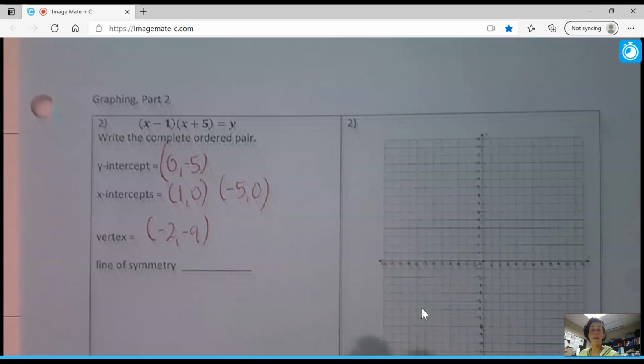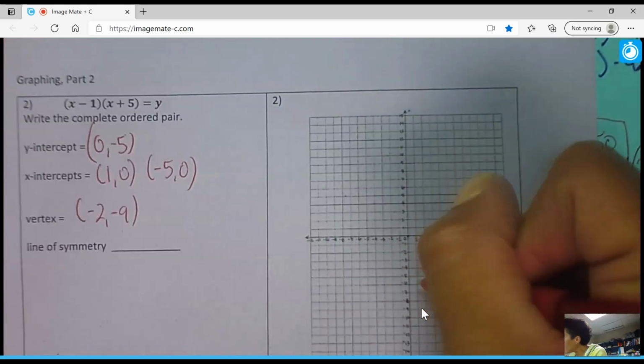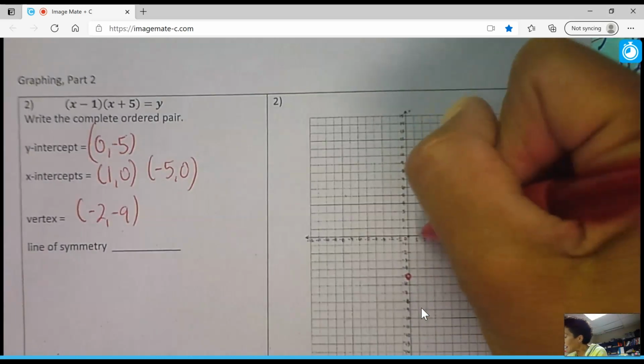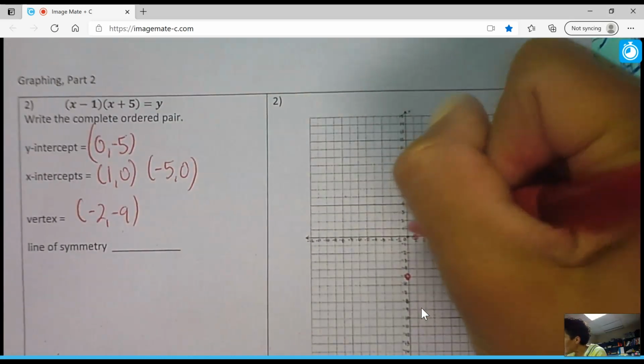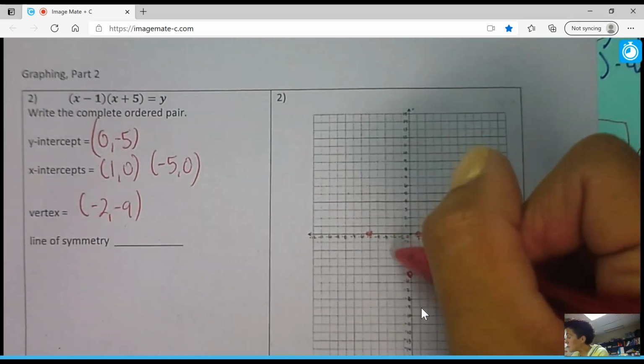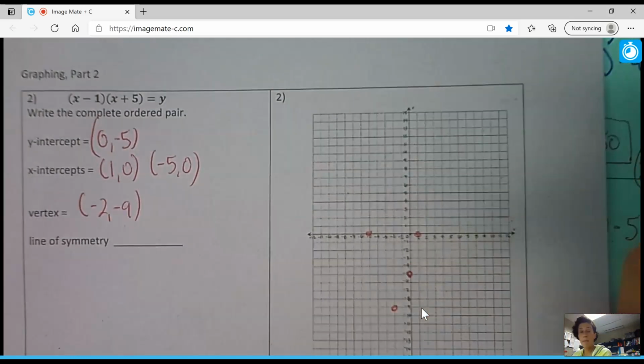So I'm going to go over here to the graph and put those points. So here's my y-intercept. Here's my x-intercept of 1 and negative 5. And then my vertex is negative 2, negative 9, which ends up there.